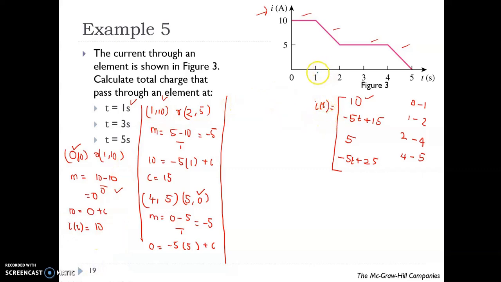So at t equals 1 second, this is the region from 0 until 1. So q of t is equal to the integral of 10 dt plus q of 0. q of 0 is 0 because the value is not given, so we assume the value is 0. If you integrate this, you have 10t from 0 until 1, so the value is 10 coulomb.